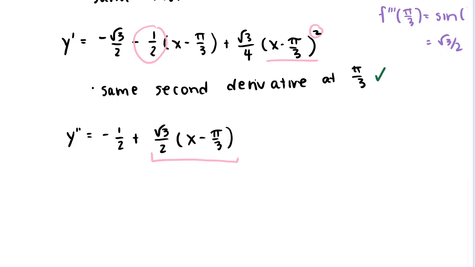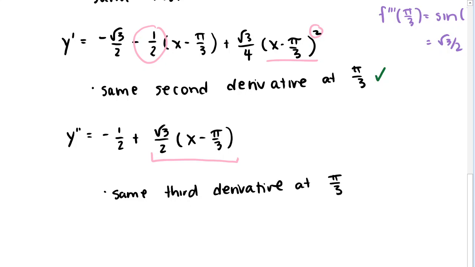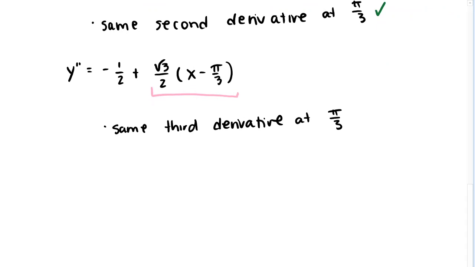And then one more time, our expectation was that we wanted this to come out with the same third derivative. Well, if we take the third derivative of this function, we're just left with the square root of 3 over 2, which we saw a moment ago was the third derivative of our cosine function evaluated at pi over 3. So this is a polynomial that satisfies all of our conditions, has the same y value, the same first derivative, same second derivative, and same third derivative.